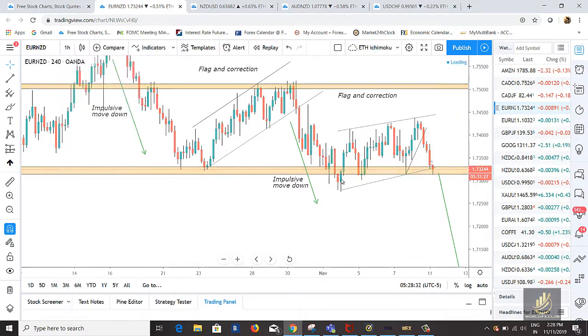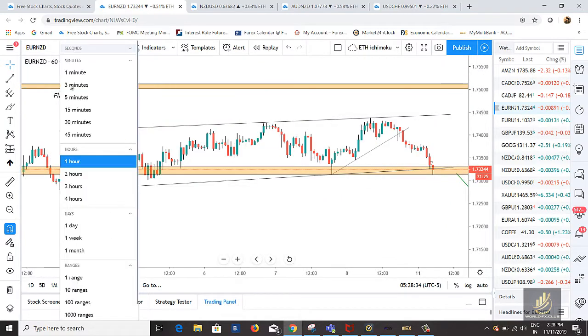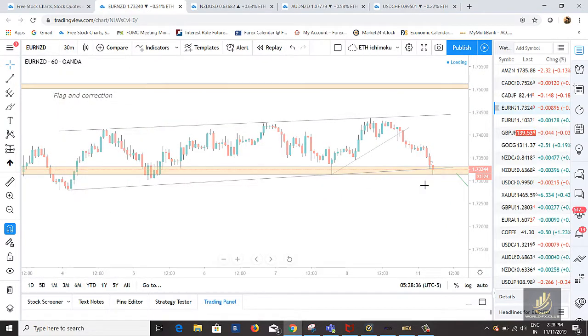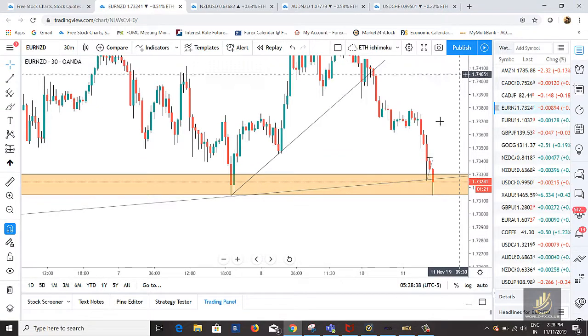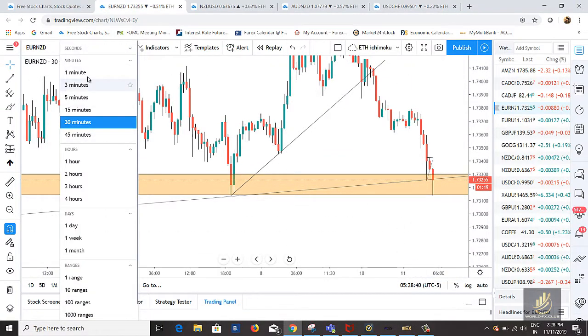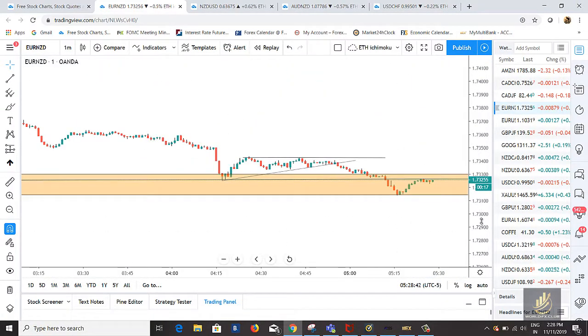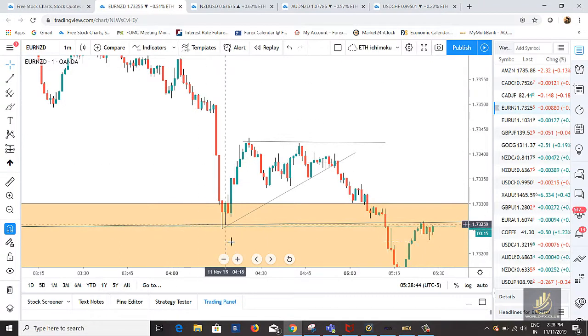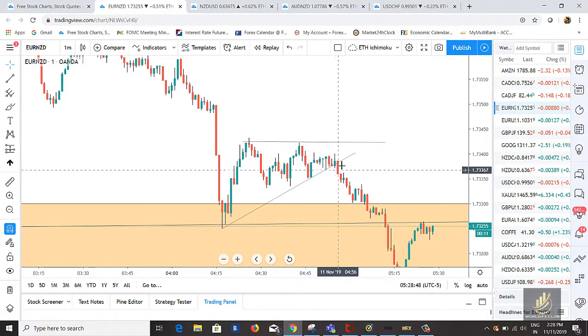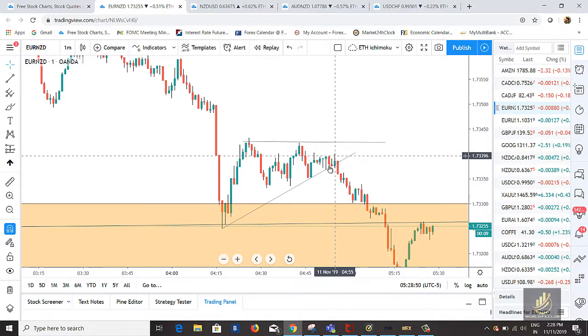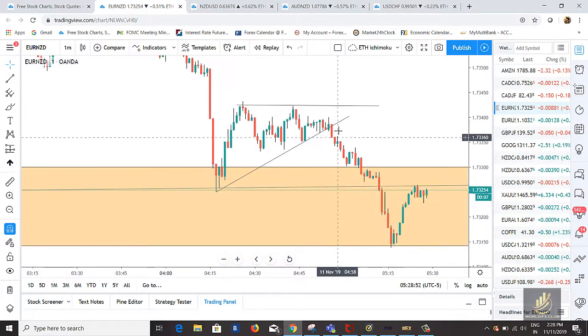So let's open a 1 hour chart, or maybe a 30-minute chart. Let's open a 30-minute chart. So this is a 30-minute chart. Let me open even a smaller, a 1 minute chart, and see what is happening. So what was happening after the impulsive move down, price went up, little correction, then it again broke this level. Even at a smaller time frame, you will get a good move down.